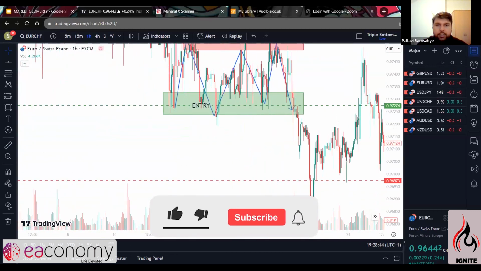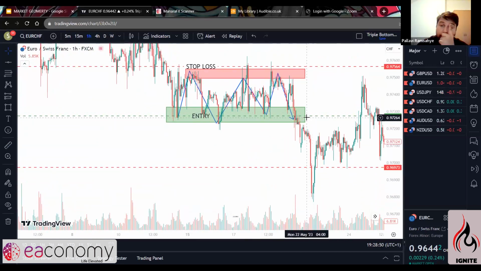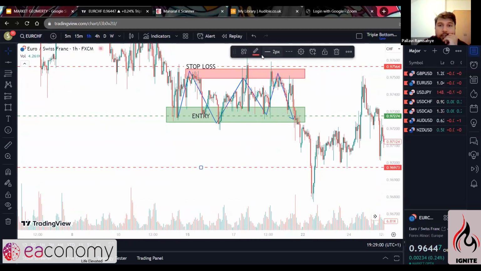As you can see here, price did drop off, and it never actually returned. It hit your take profit straight away. So let's change this to take profit.